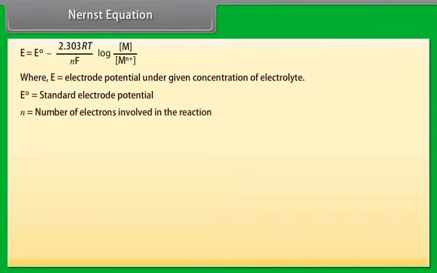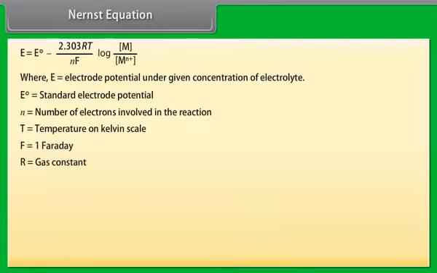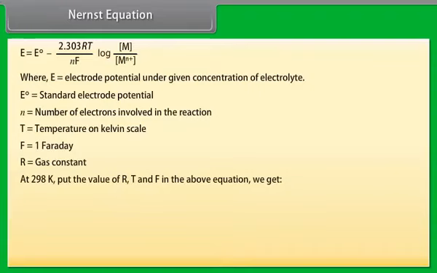The electrode reaction is written as reduction reaction. Nernst equation for this reaction is given by E is equal to E naught minus RT upon nF multiplied by natural log of Q, where Q is the reaction quotient. It can be represented by M upon M ion. Put the value of Q in the above equation.